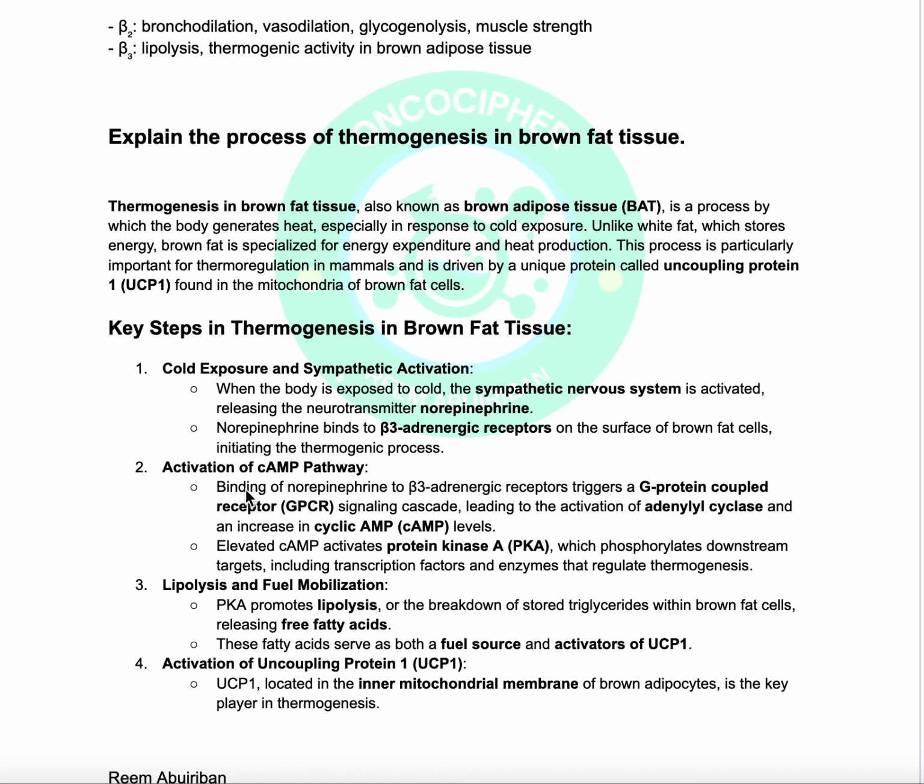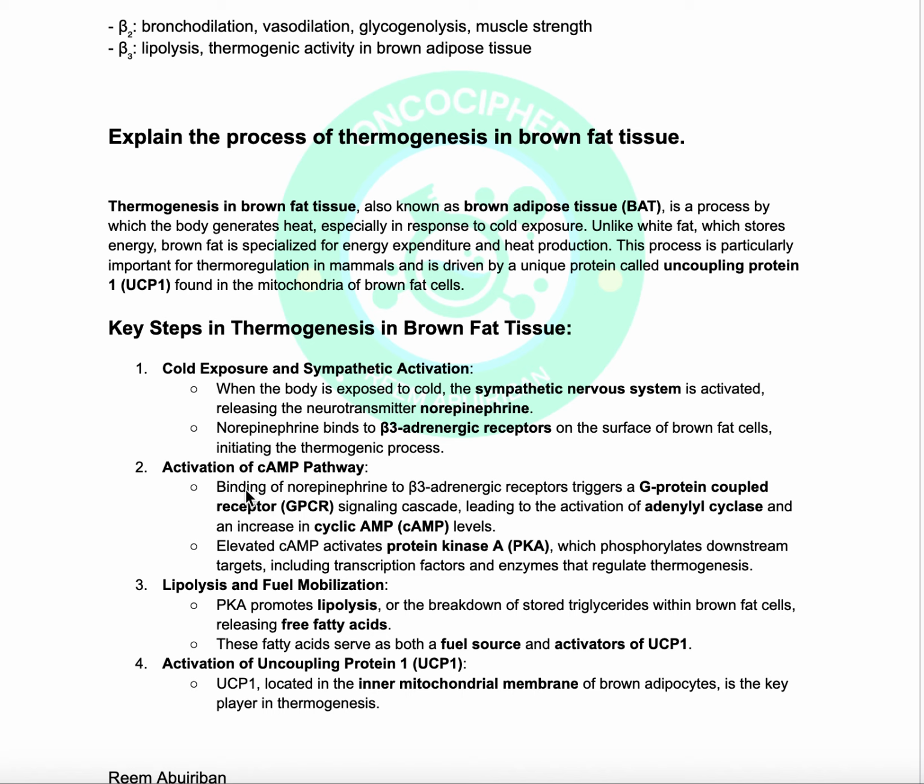So the brown fat is specialized for energy expenditure and heat production, and the process is particularly important for thermoregulation in mammals and is driven by a unique protein called uncoupling protein 1, found in the mitochondria of the brown fat cells.